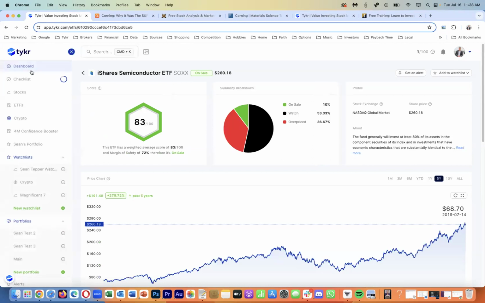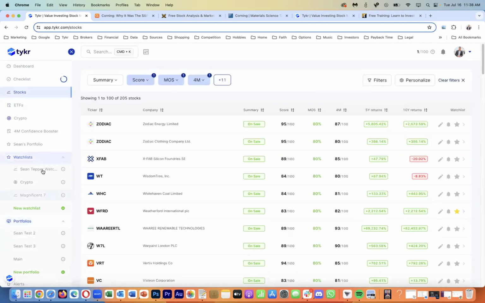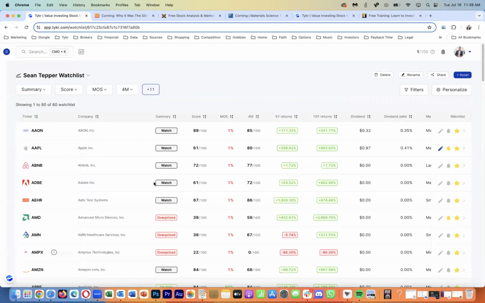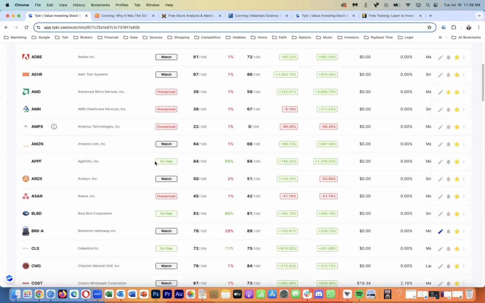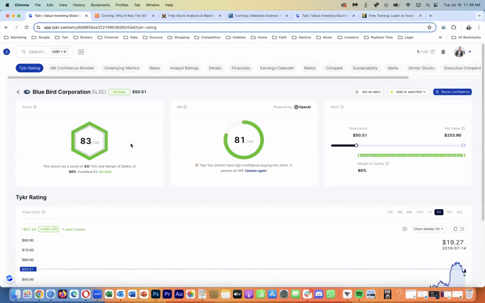Now, to answer your question, Anis, we'll go to the stocks page. Actually, I'll show you guys my watch list so you can see what's on it. We'll scroll down here. In order to get to on sale, like here's one, Appfolio. We'll go to Bluebird. They make school buses. Just for context here, I was surprised by this, but you need a score of 50 or higher. So that's a tipping point there. And then you need 50% or higher on the margin of safety. You can get to both of those, then you get to on sale. That's the criteria.